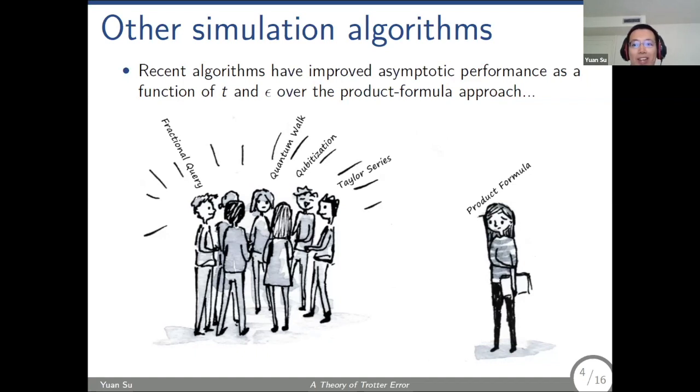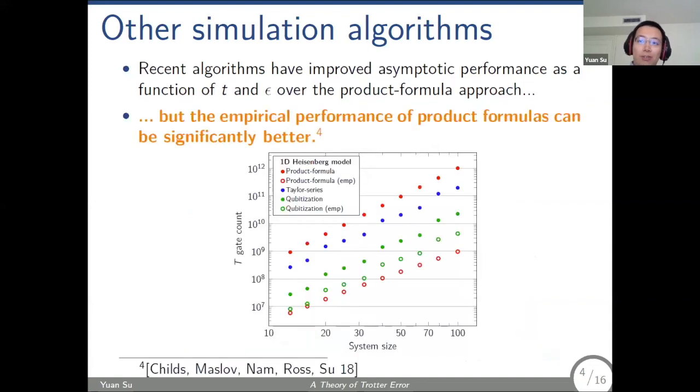So I guess some people may want to say, let's just forget about product formulas because we have these more advanced, fancier quantum simulation algorithms to use. But this is maybe not the right thing to do, because if you actually look at the empirical performance, in many cases, product formulas can become the best one to use. Here I have a picture which compares the gate complexity of these quantum simulation algorithms. You see from this picture that if we only believe rigorous error analysis, then indeed the product formula doesn't seem to perform really well.